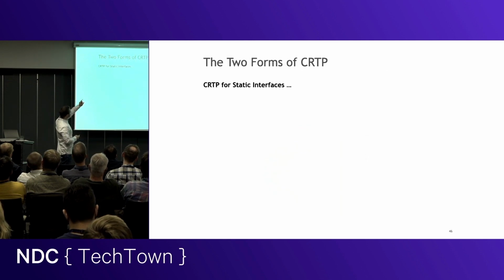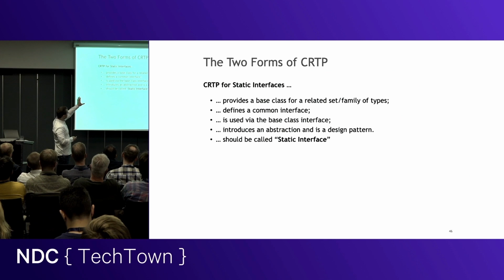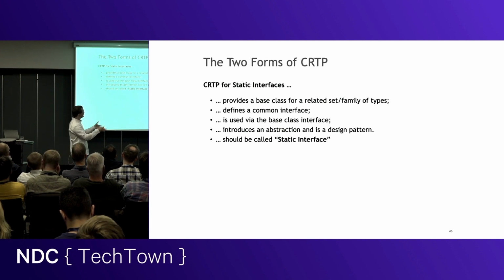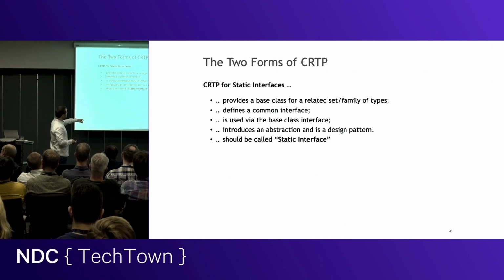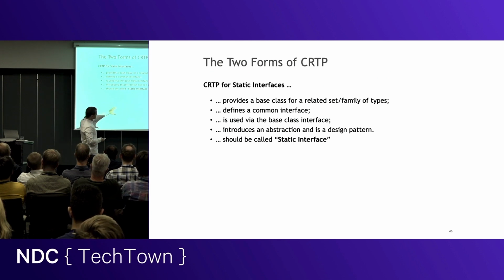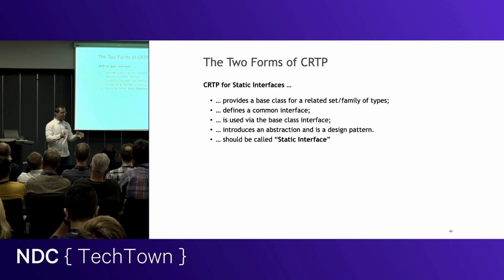So, CRTP for static interfaces. That's the animal sheep example. So in this example, I provide a base class for a related family of types. That's the point. I want to have a common interface for everything. And I'm going to use it via the interface, via the base class. It's an inheritance relationship. And so in this case, I really introduce an abstraction. And so I would say this is pretty much a design pattern, something where I can create a static interface.